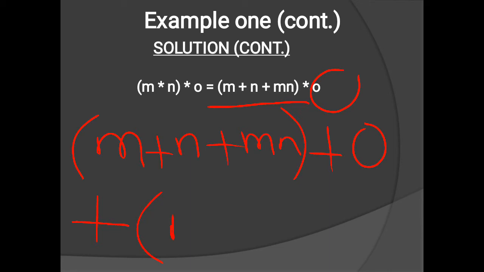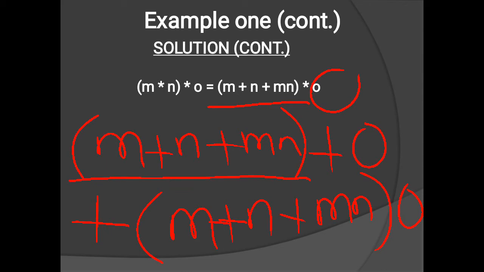Our first one is what? M plus N plus Mn, okay, times the second one, which is O. So you see, the whole of this is our M, our first one, plus our second one, N, but over here O is representing the N, plus first one times second one. That is what the rule said. You can go back and check the rule.